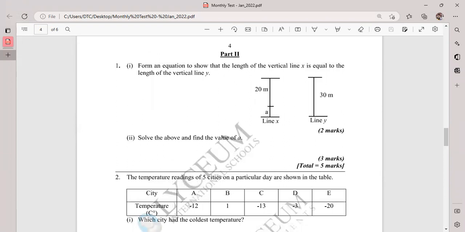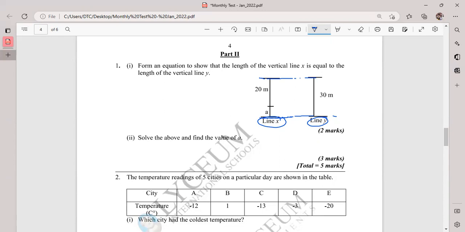Now you just look at this. When you look at this question, children, you can see the length, right? They are the same length. Line X and line Y, both of them are the same length. But line X has been segregated into two parts. The first portion is named A. The second portion has been measured, it is 20 meters. But the overall length will be the same, right? Line X and line Y.